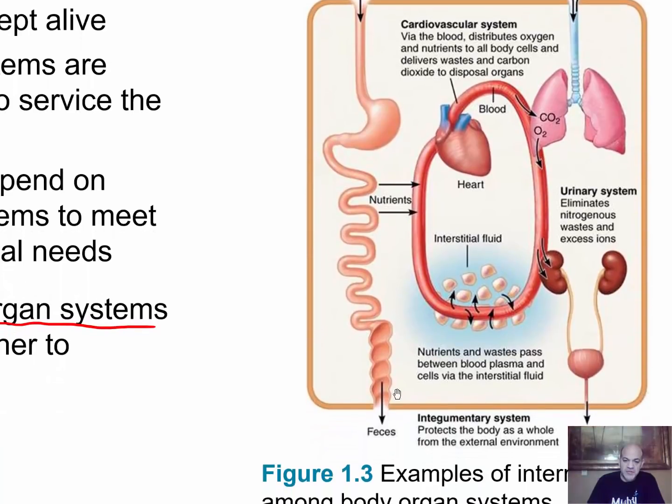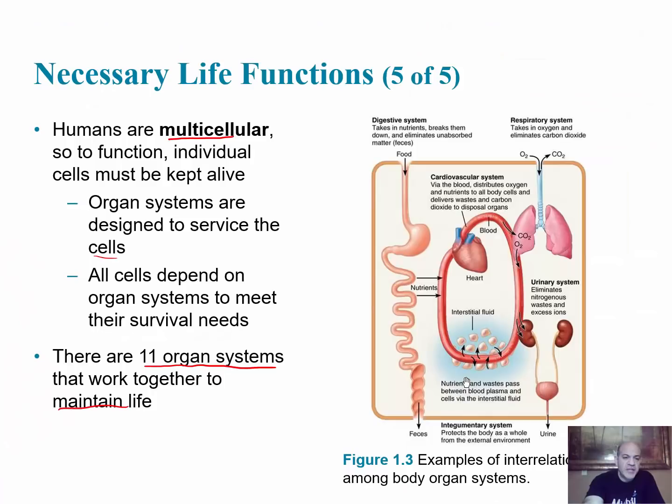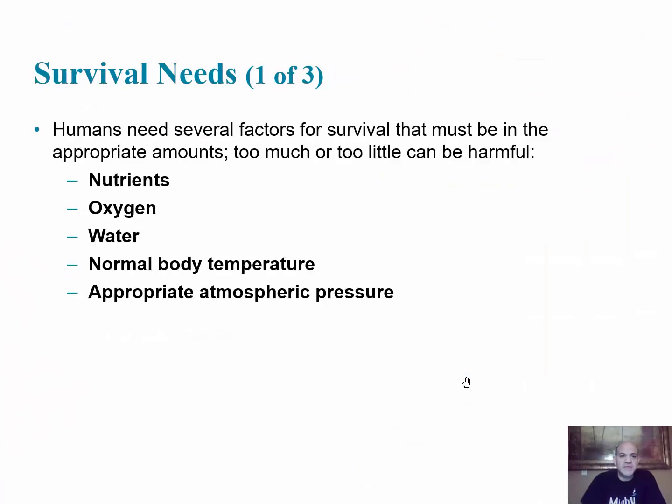And then the integumentary system overall is going to be there to help protect the body as a whole from the external environment. So that's really simplified, showing just some of the systems and how they are connected to one another. So now we're going to look at the survival needs.